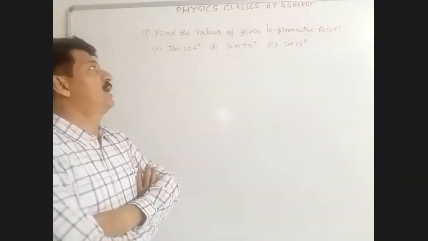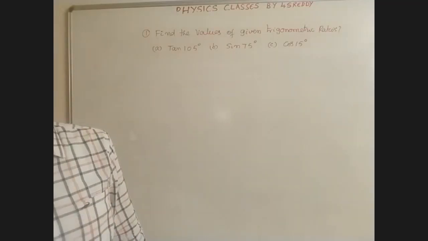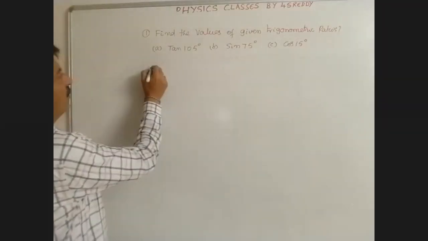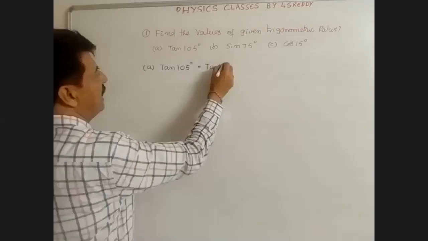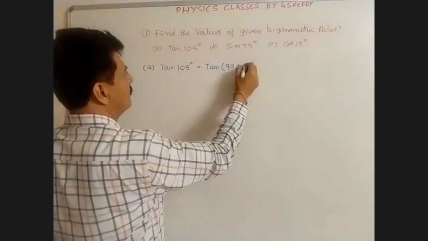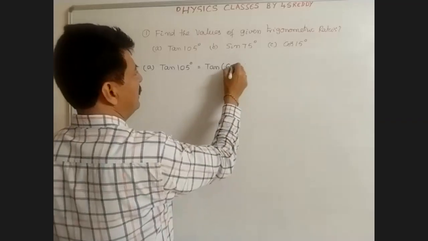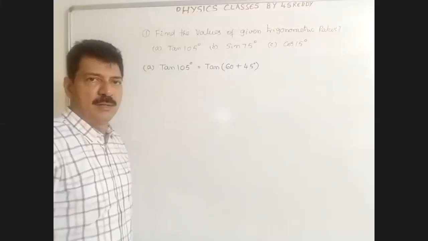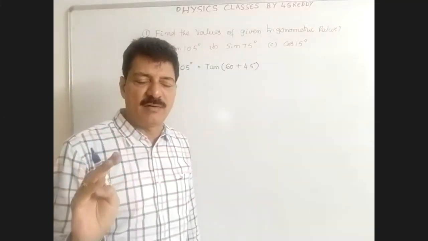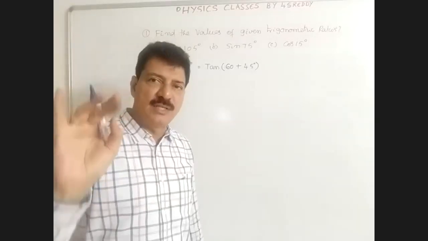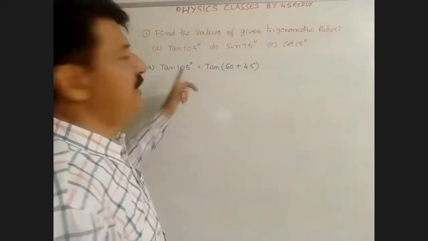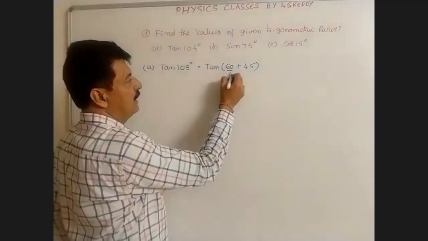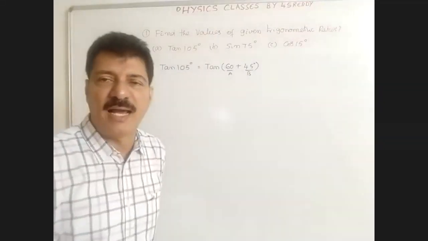What is the answer for tan 105? Whenever you are given this, you have to make use of compound angles. Tan 105 degrees can be written as tan of 60 plus 45. Can I write? Any objection? Because you know the trigonometric values for 30, 45, 60, 90, 180. So tan 60 plus 45, this is A and this is B. It is in the form of tan of A plus B only.